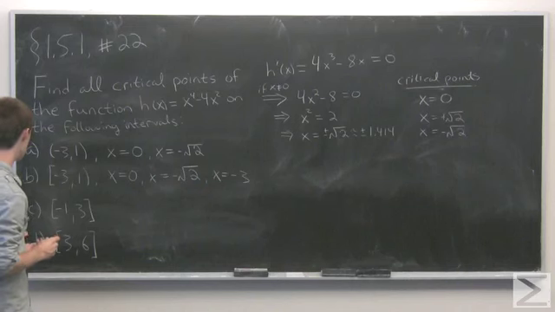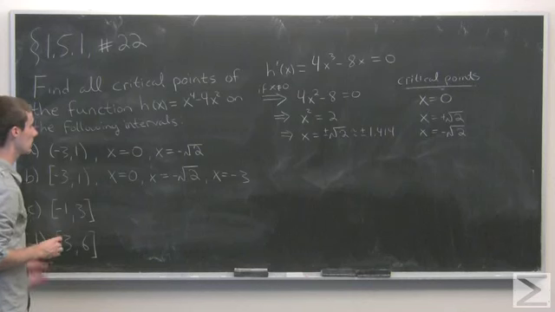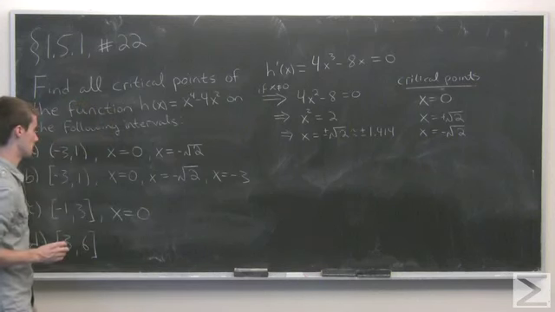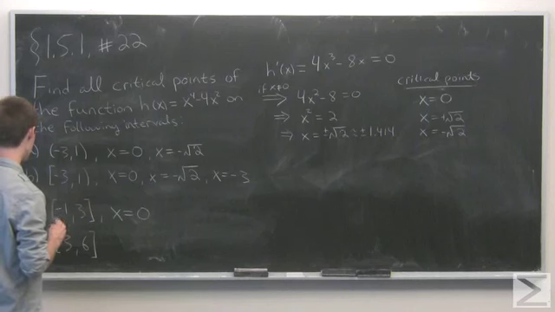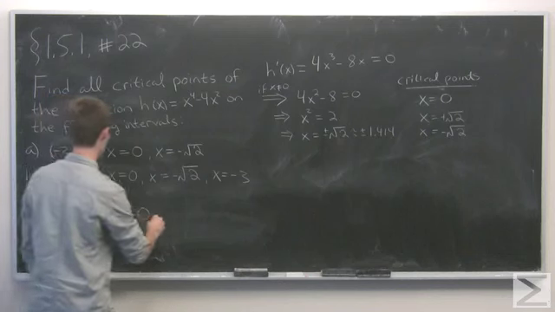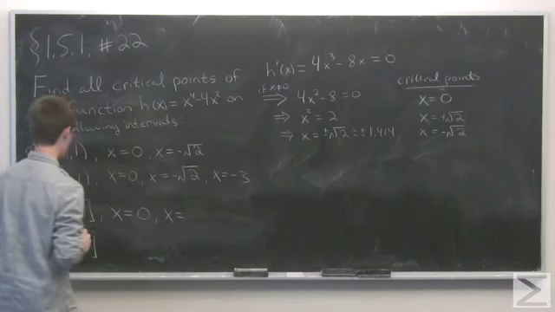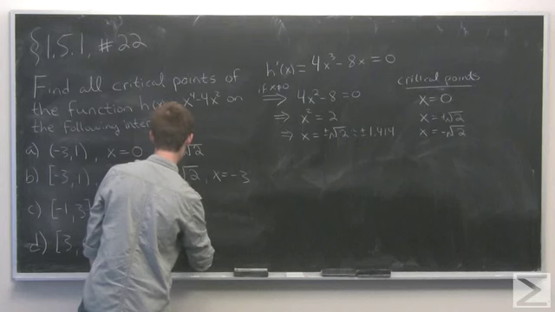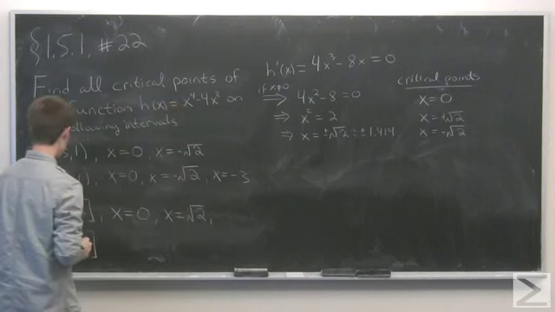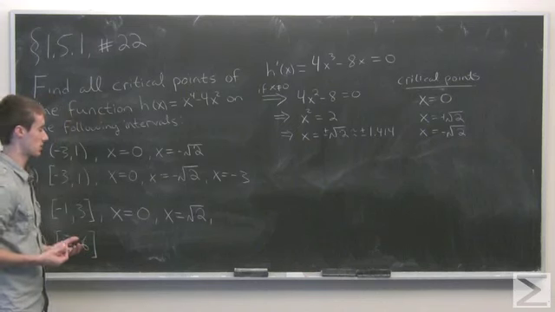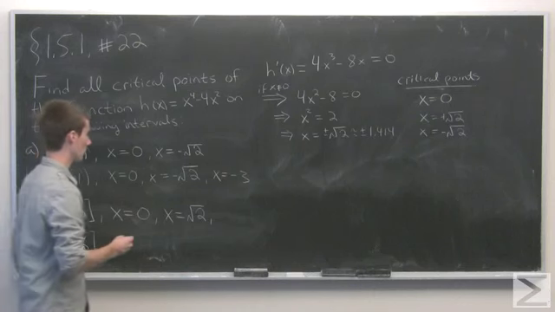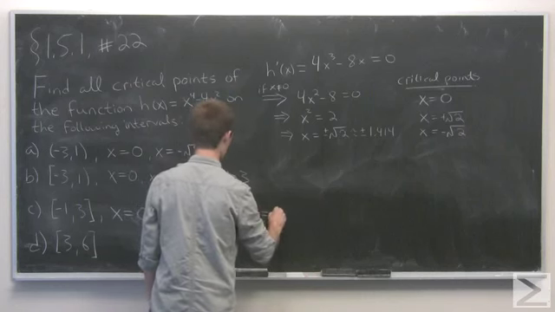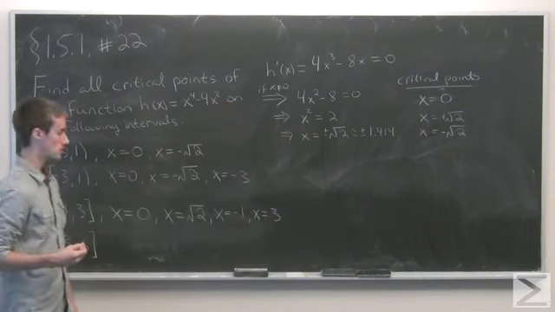Now, part C, we have the closed interval -1 to 3. Again, this will contain 0. It will not contain negative square root 2, but it definitely will contain 1.4, so it does contain the positive square root 2. And here we have two points for which the function is not differentiable, the left-hand endpoint and the right-hand endpoint. So x equals -1 and x equals 3 are also critical points.